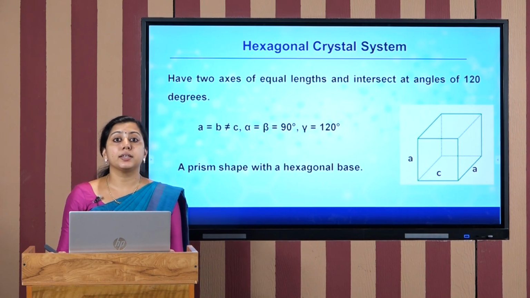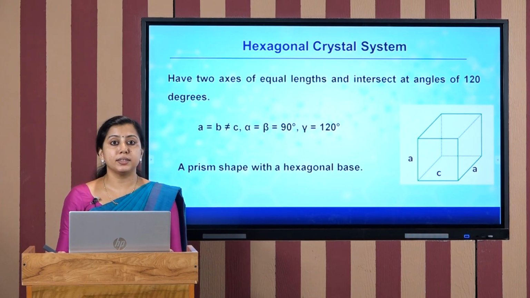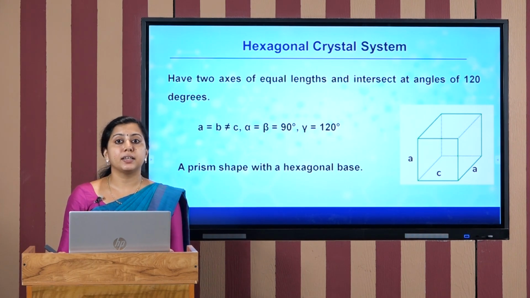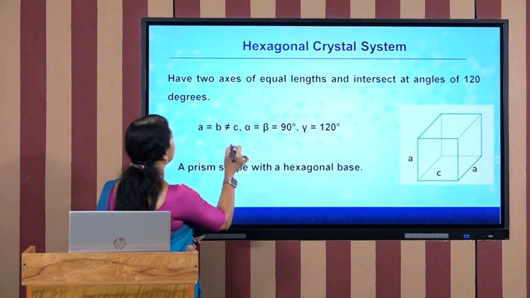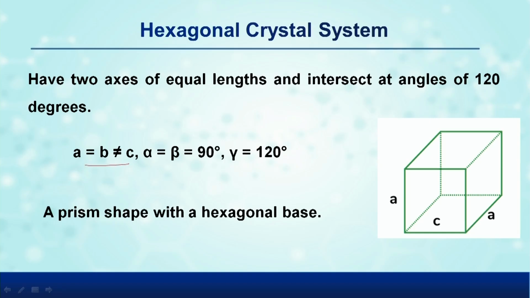Now, next one is a hexagonal crystal system. Have 2 axes of equal lengths and intersect at angles of 120 degrees. So, we have A equal to B not equal to C. We have alpha equals beta equals 90 degree, but an interesting feature you can see in a hexagonal shape, one of the angle, that is gamma, equal to 120 degree. So, this will result in a prism shape with a hexagonal base.